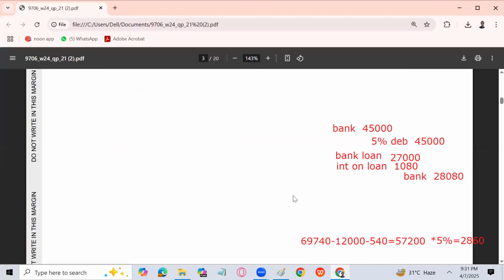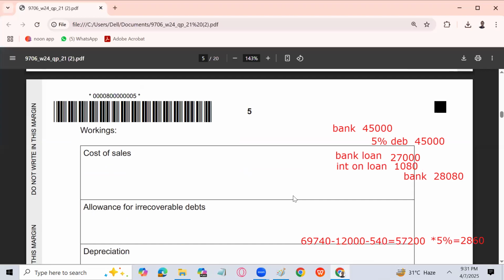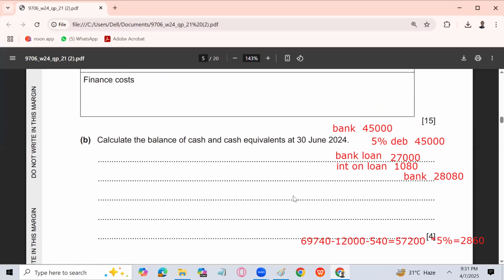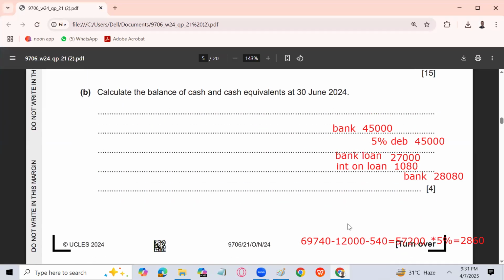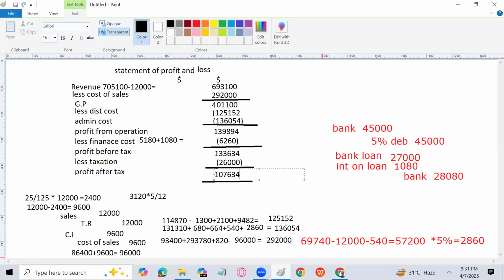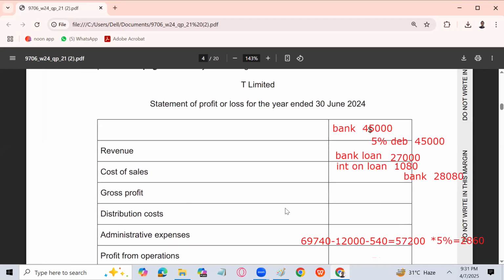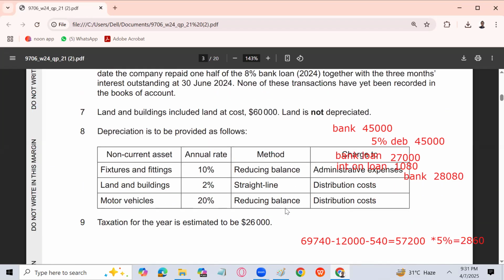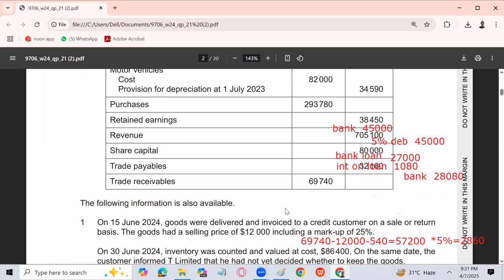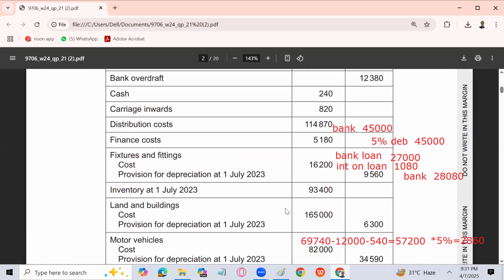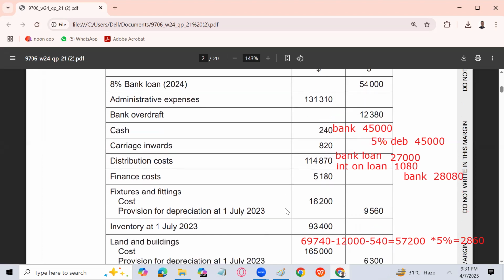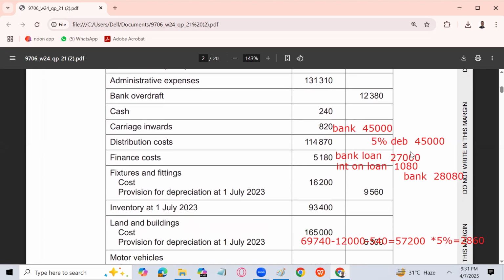Now let's move forward. What is the next part of the question? He wanted us to calculate the balance of cash and cash equivalent. That is very easy. Why, sir? Because cash and cash equivalent is given in the question, though not by that name. Cash is 240 and bank overdraft is 12380. So both will be part of cash and cash equivalent.